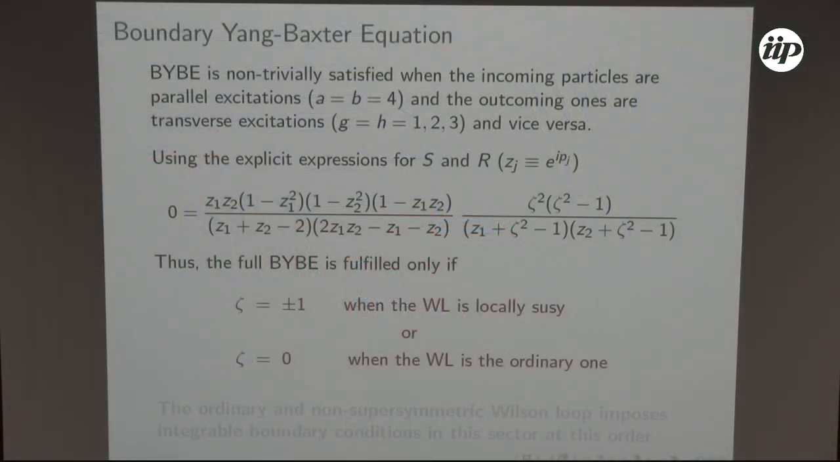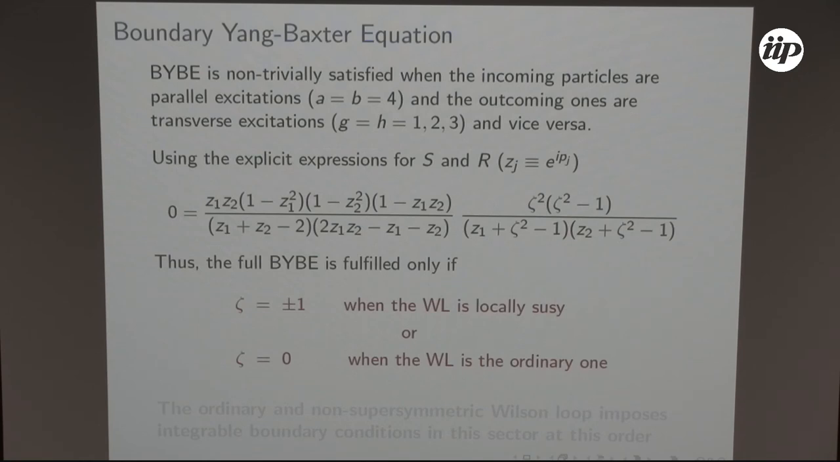So certainly, this has to be zero for all values of Z1 and Z2, which is nothing but P1 and P2. The only possibility for this being zero for all incoming momenta is that this numeric coefficient vanishes. And this numeric coefficient can only vanish if this zeta parameter, the one we added to the generalized Wilson loop, is 1 or minus 1. That's not surprising. We already knew that the maximally, locally supersymmetric Wilson loop was integrable. But the thing is that not only this case is integrable.